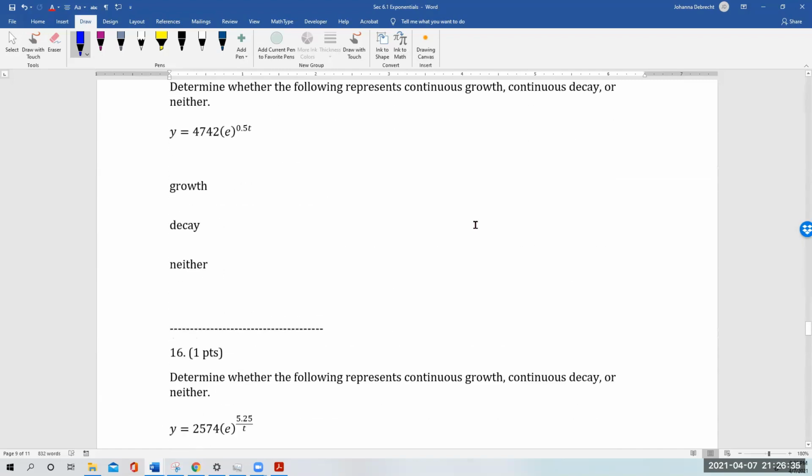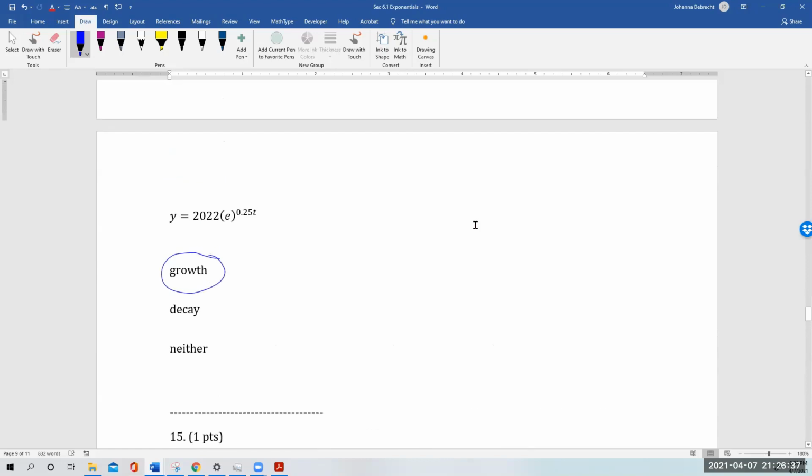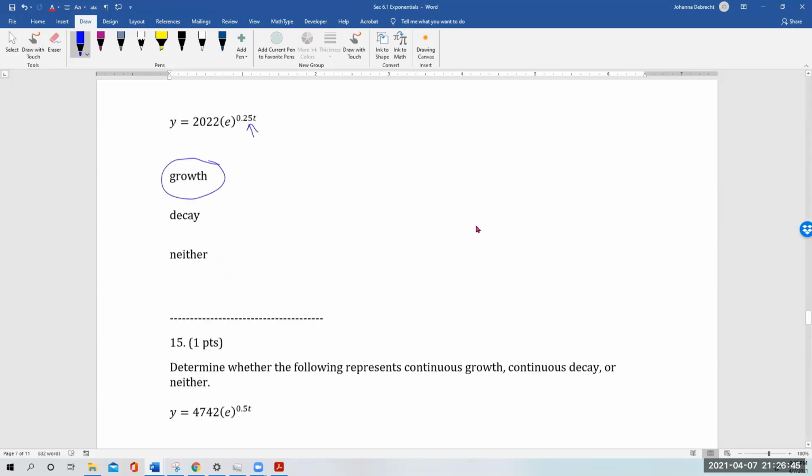Let's look back at the one we started with. Again, notice that here the power is 0.25t and the 0.25 is positive. That makes it continuous growth.